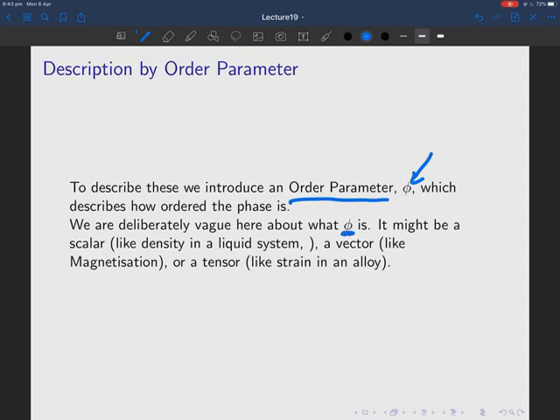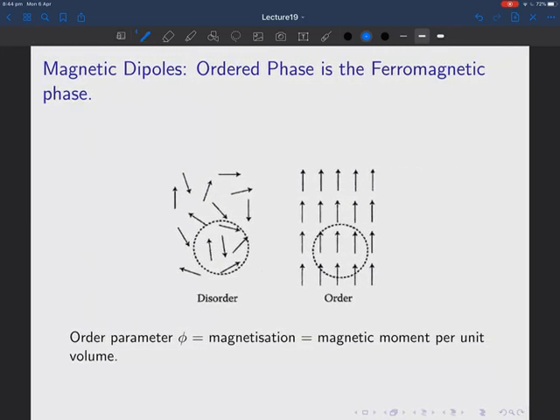And I'm going to be really vague about exactly what this phi is. Very, very vague. It might be a scalar, like the density in a liquid system, or it might be a vector, like the magnetization, or it could be a tensor, like the strain in an alloy, or something like that. So it can be many different things. The reason to make it vague is because then it's more general.